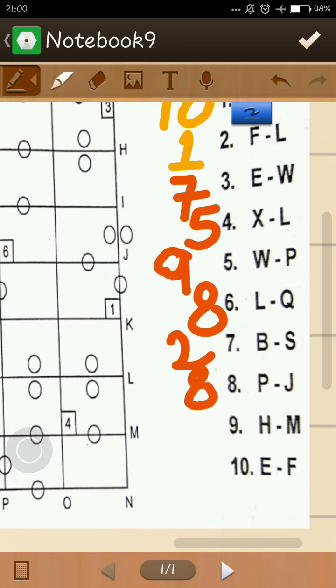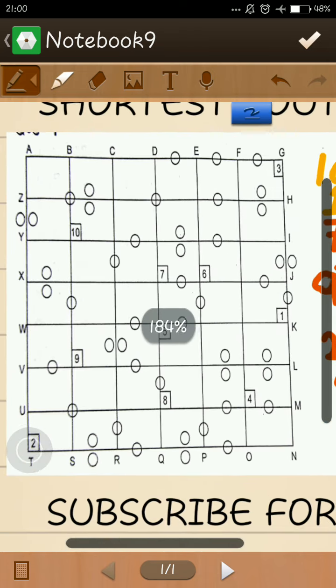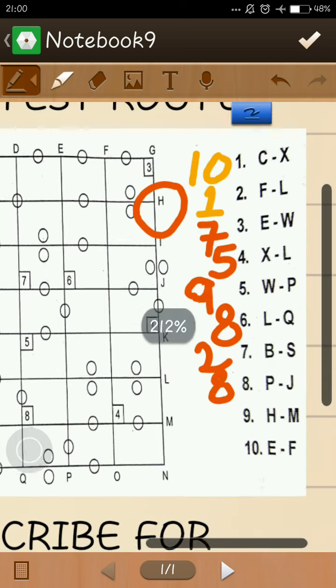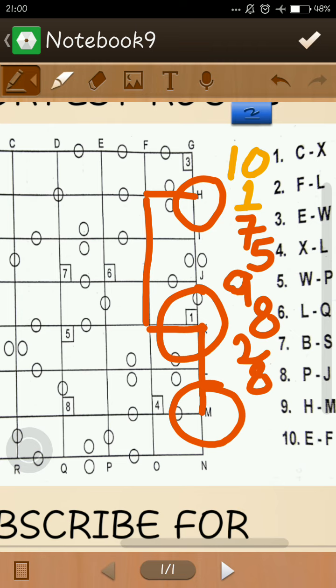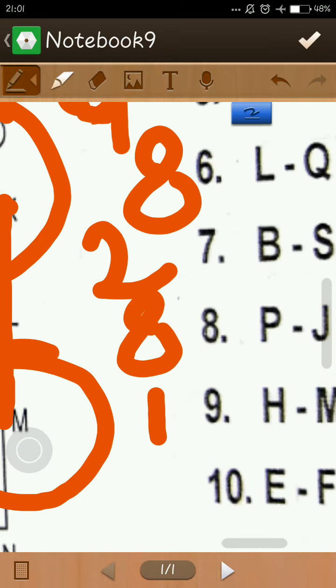Now the next question is H to M. Again I will mark H, H is here, and M. When I find the short route, I see that the short route I have selected touches one platform. That's why the answer for H to M is 1.